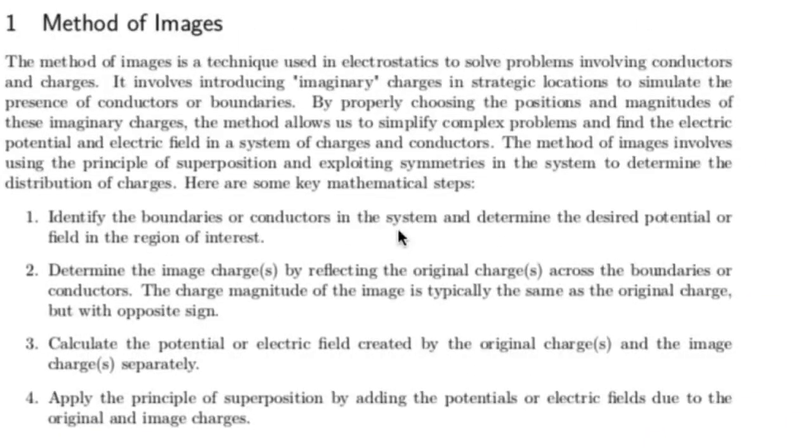Method of images. The method of images is a technique used in electrostatics to find electric potential and electric field in a system of charges and conductors. First, identify the conductors in a system and determine the desired potential or field in a region. Second, find the image charge by reflecting the original charge across the conductors. The magnitude of the image charge is typically the same as the original charge but with opposite sign. Last, calculate the potential or electric field created by the original as well as by the image charges separately, and apply the principle of superposition by adding them.